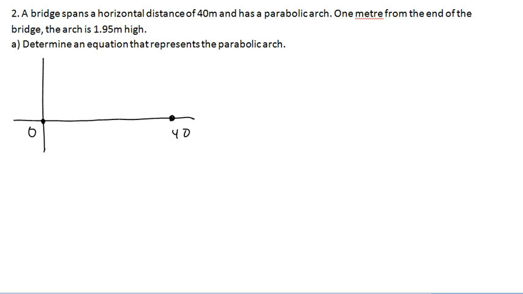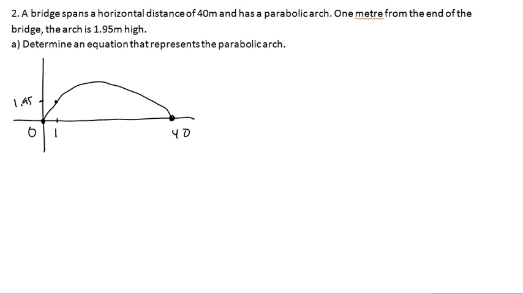Okay, and it's a parabolic arch, 1 meter from the end of the bridge. The arch is 1.95 meters high. So here at 1 meter, that'll be 1.95. So we'll have a point there. And that is a terrible parabola.